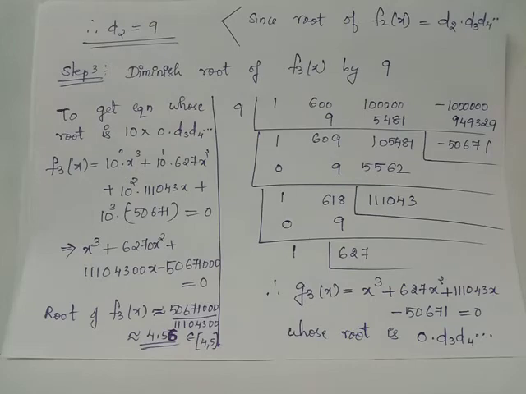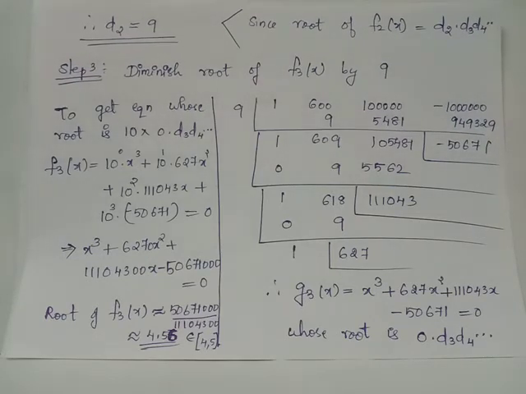If you diminish root of f2 of x by 9, you will get a new equation whose root will be of the form 0.d3, d4, etc. We have collected all the coefficients of f3 of x and we will do the synthetic division method in order to diminish root of f3 of x by 9, and we obtain a new transformed equation whose root will be 0.d3, d4, etc. Now we wish to bring d3 to the integral part. That is, we are interested in an equation whose root will be of the form d3.d4, d5, etc.